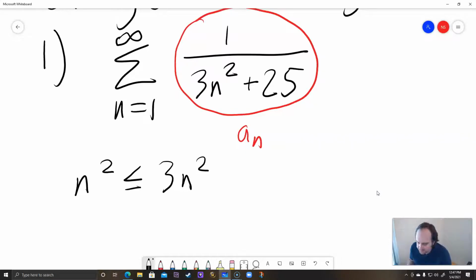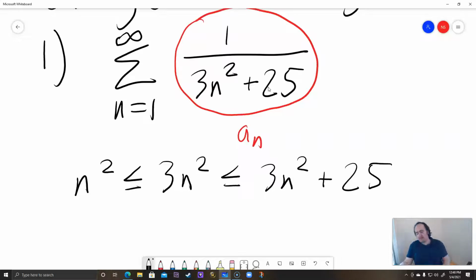And then I'm going to kind of work with this. What I want to get to is a_n. I want to get it in the form where I'm comparing something to a_n. So I need to get it as 1 over 3n squared plus 25. So far I already know this. Well, if I add 25 to 3n squared, because 25 is a positive number, I can add 25 right here. So 3n squared is less than or equal to 3n squared plus 25. And in fact, because we're adding 25, it's not just less than or equal, it's actually less than.